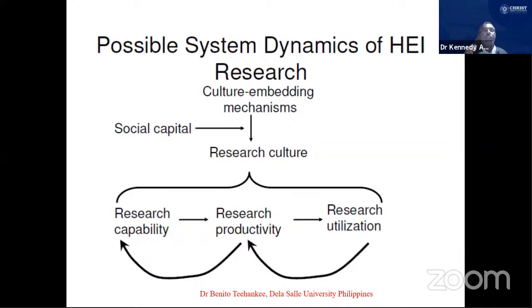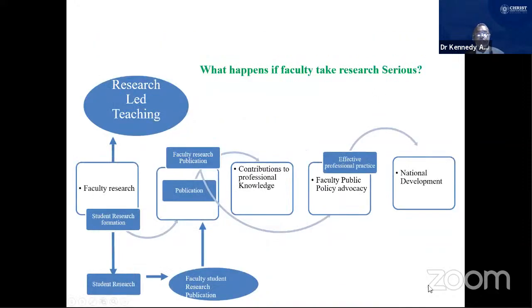with you, the possible system dynamics of higher education institutional research, where you have this idea of social capital. You're looking at the networks that you have, and to create this research-teaching culture, you need to put in place what is called a culture embedding mechanism, and that's how you build a research culture into the institution. So what are the benefits? You build up research capability, research productivity increases, and research utilization. And back again, research utilization enables research productivity and research capability. So these are all important aspects that one wants to put across as far as teaching research is concerned.